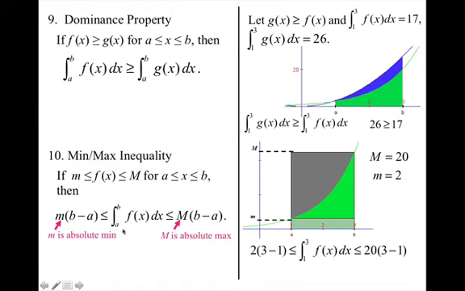So when I set this up, I am saying that the area under f of x from 1 to 3 has to be between the area of the little rectangle, which is 4, and the area of the big rectangle, which is 40. And as we can see, 17 is between 4 and 40. And just for your purposes, your book calls this property 8. So if they ever ask you to use property 8, they're talking about this property.